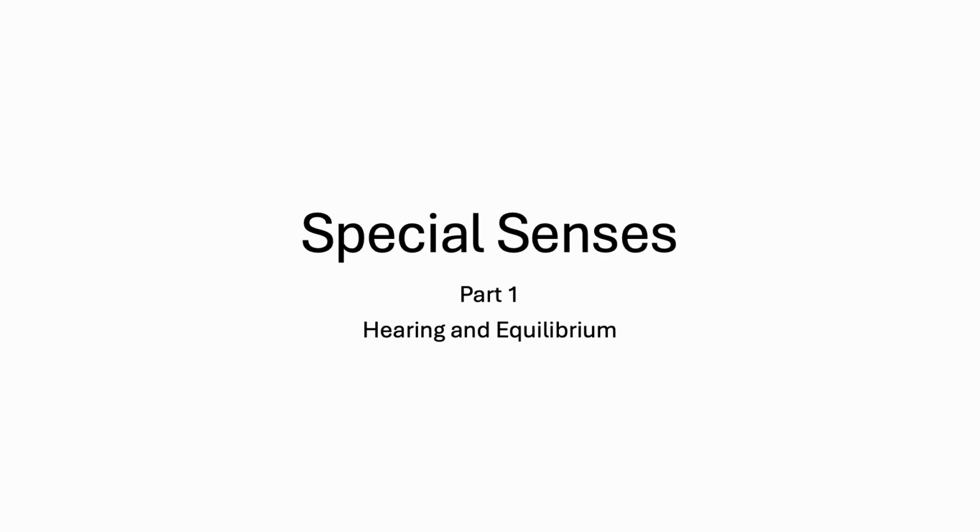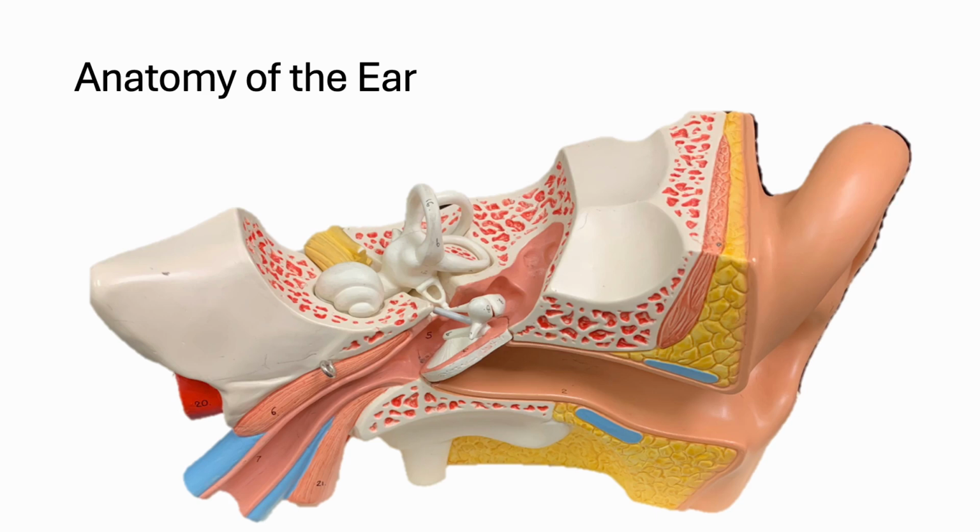So in this video, we're going to talk about one of our special senses, hearing and equilibrium, that deal with the ear. So let's begin looking at the anatomy of the ear. And the first thing that I want us to do is make sure we understand that we're looking at the ear based on external, middle, and internal structures.